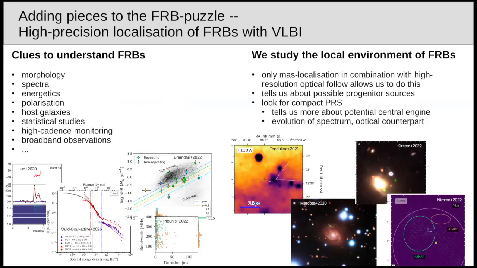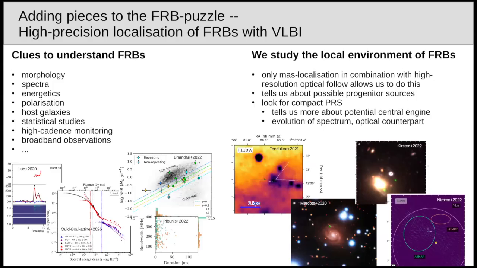So is there a star forming region? Is there none? Is there a persistent radio source, a compact persistent radio source, a PRS, coincident with the location of the FRB? And this is stuff that you can mostly only do with VLBI. And this is what we do.